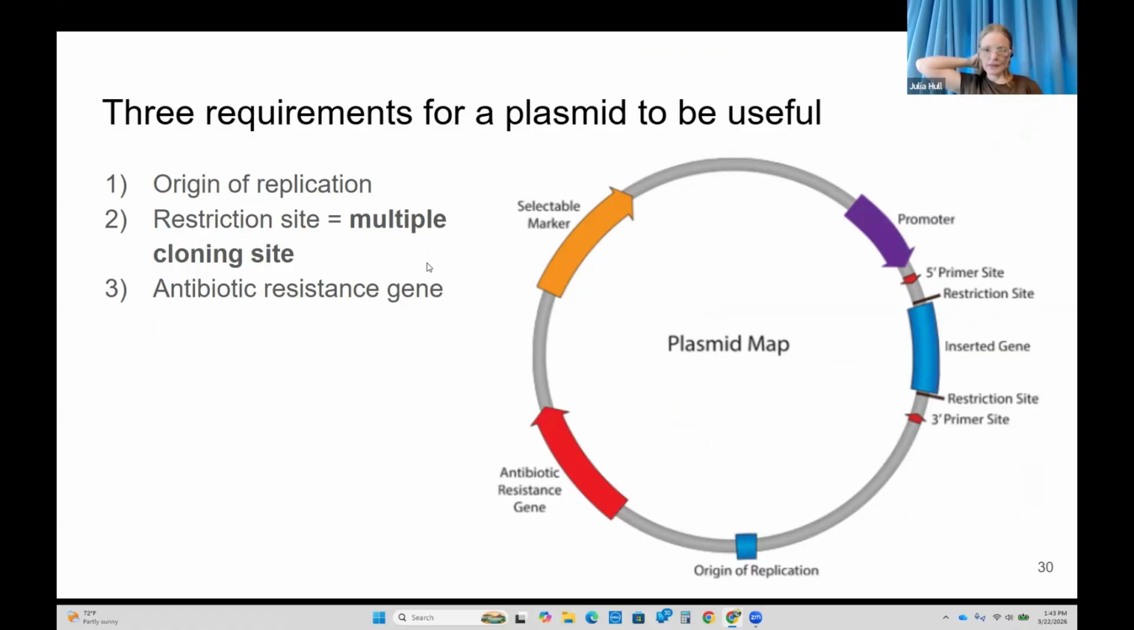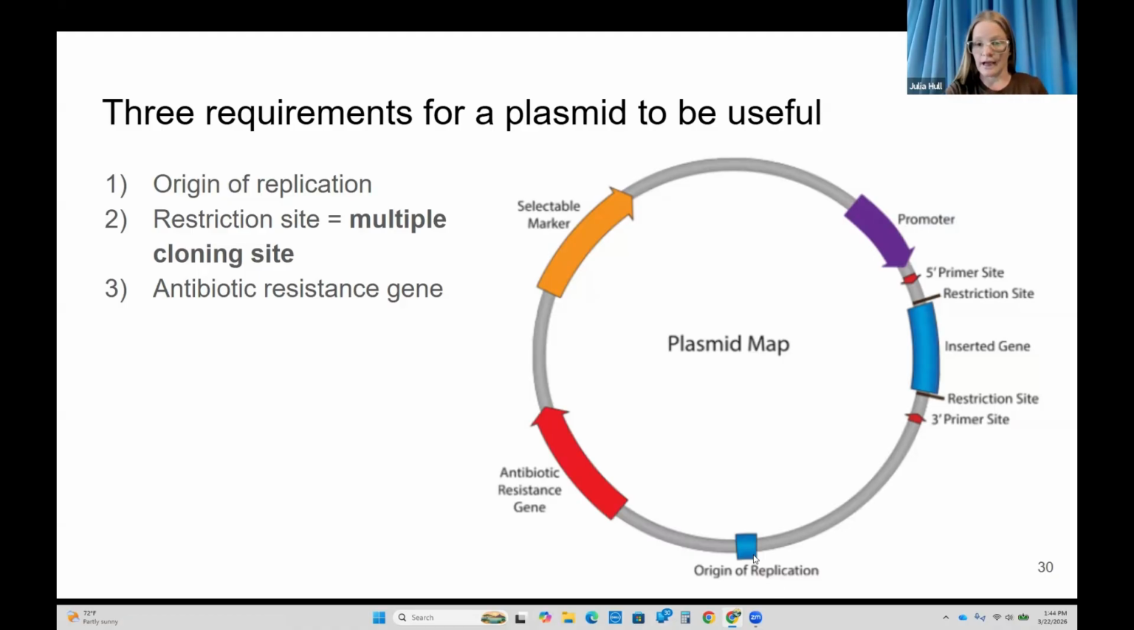There are a few genes that need to be present on this plasmid in order for it to be a good candidate to be used in this gene cloning. Okay, so of course we need to have an origin of replication. We need to be able to make copies of this. So we need to have DNA polymerase be able to get in there to make copies of it.